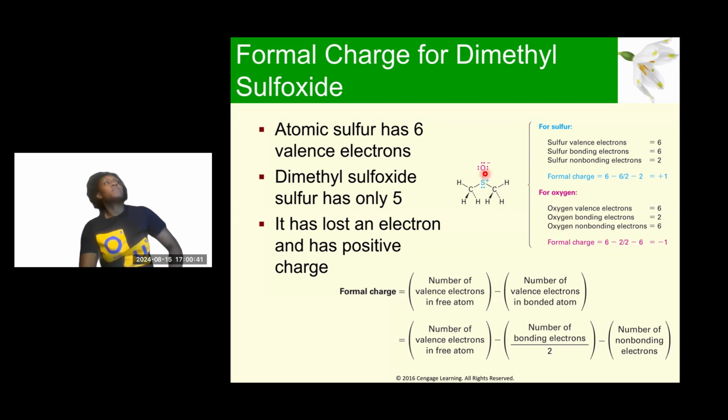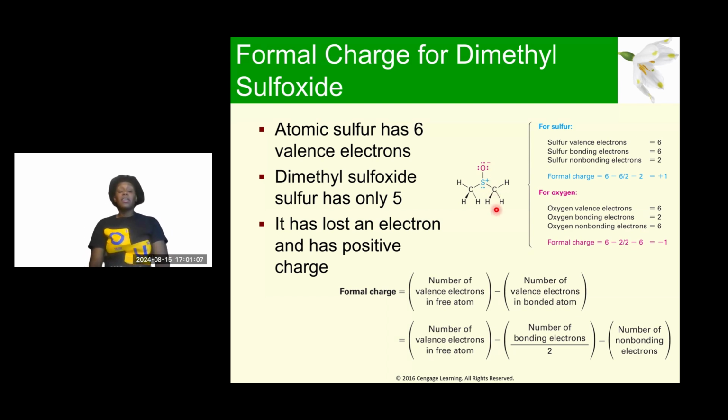So now let's look at oxygen. Oxygen has 6 valence electrons. This oxygen here has only 1 bond, so there are 2 bonding electrons. And if you look around, it has a total of 6 non-bonding electrons. So if I do 6 minus 2 over 2, which is 1, minus 6, that gives me a negative 1 formal charge. And as you can see here, your formal charges are written.